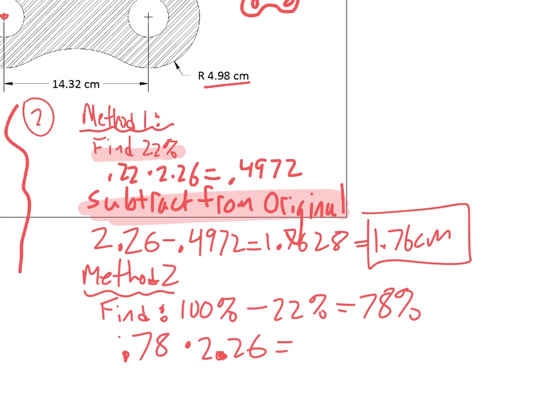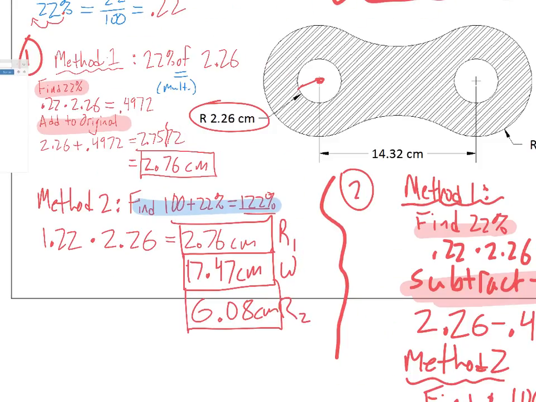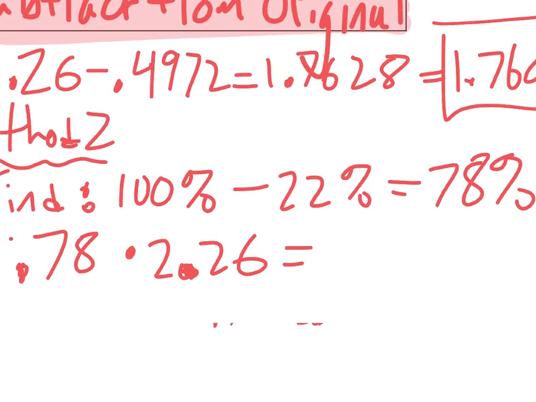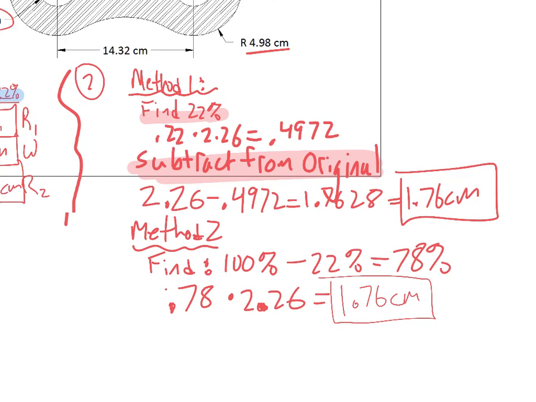And so if we go to our calculator, find 78% of 2.26, we can get that in one step. And so we get 1.76 there, okay? 1.76 centimeters. Same answer, one step. Okay, so you got the two-step method and the one-step method, okay? So either find 22% and then subtract that amount, or just figure out the percent you'll be left with and do that, 78, okay?